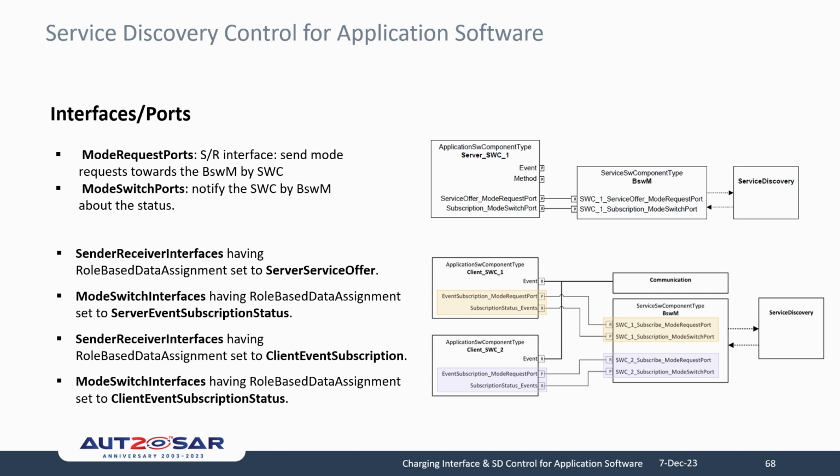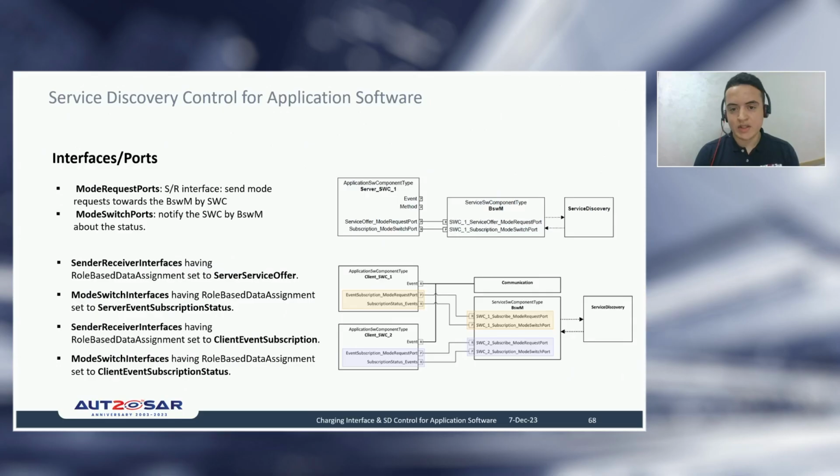So what kind of interfaces will we provide from BSWM to software components? First, the mode request port, a sender receiver interface. This will be used to send the request from the software component to the BSWM module to offer a service or to subscribe to a service. And the mode switch port, which will be used to notify the software component about the status of the offer or the subscription. So you will have four new interface types.